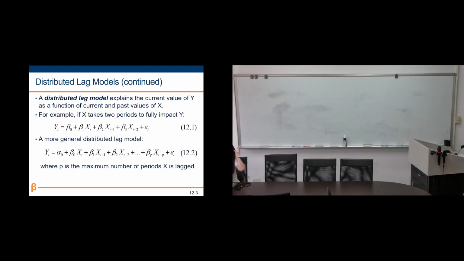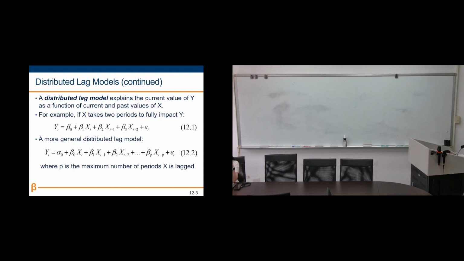Last week, we introduced two types of time series model. One is called distributed lag models, like equation 12.2. Look at this PowerPoint. In fact, this distributed lag model is the one with independent variables, including the lag of independent variables. So the general form can be expressed like 12.2.